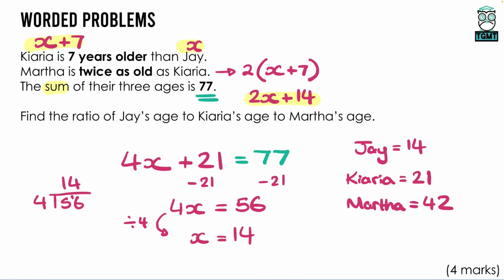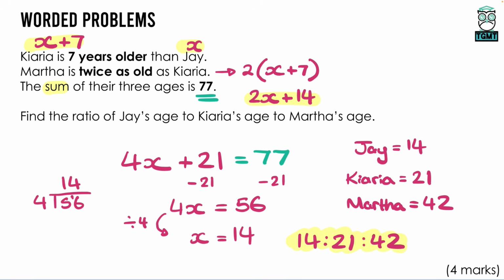This says find the ratio of their ages. So the ratio of J's age, so J is first, 14. Kira next, 21. And Martha last, 42. And there we go. That's the ratio of their ages.